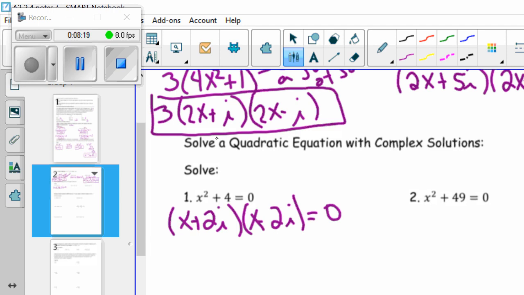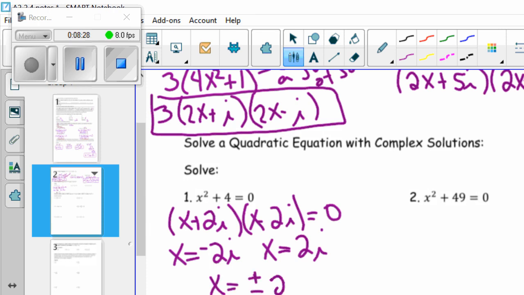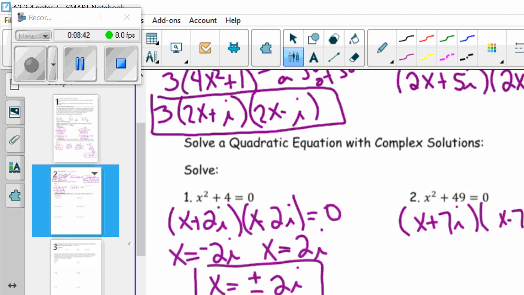Set both of those equal to 0. So here I get x equals negative 2i, x equals positive 2i. So my two answers, I can leave it like that or write it as plus or minus 2i. Okay. x squared plus 49. Again, it's a sum of squares, so I know it's going to factor. So x plus 7i and x minus 7i. Again, I get x equals negative 7i, x equals positive 7i. So my two answers, positive and negative 7i.